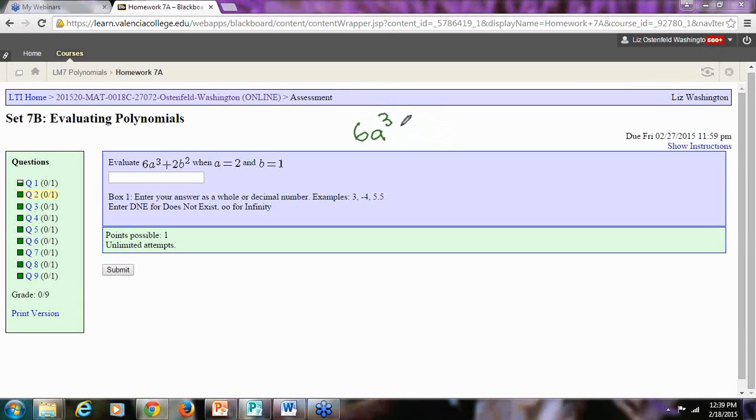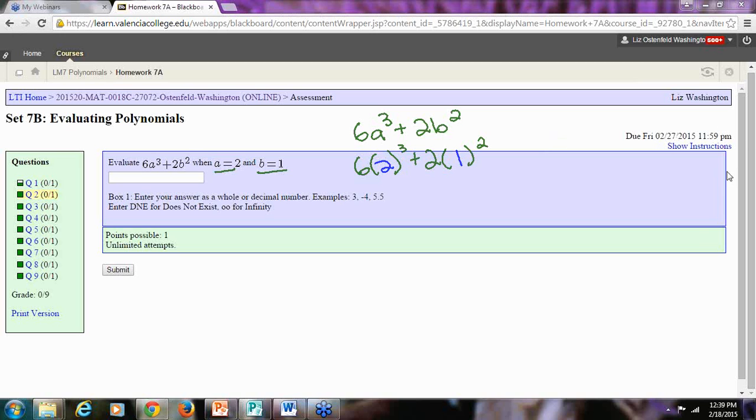Okay, so here's another one. 6a cubed plus 2b squared, and a is 2, b is 1. So I'm going to use parentheses. You want to make sure you're using those parentheses. And a is 2 and b is 1.